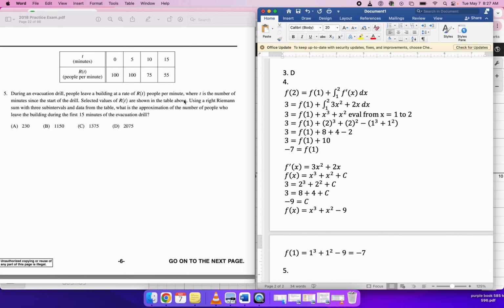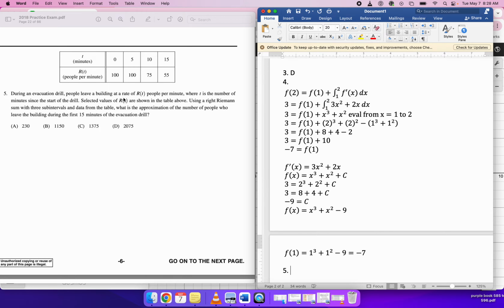Using a right Riemann sum with 3 subintervals from the table, what is the approximation of the number of people who leave the building during the first 15 minutes of the evacuation drill? So this is the rate at which people are leaving, and so it's essentially like the rate out function. So it's kind of like a rate in, rate out problem, except there is no rate in, it's just rate out. So this is like a rate out function.